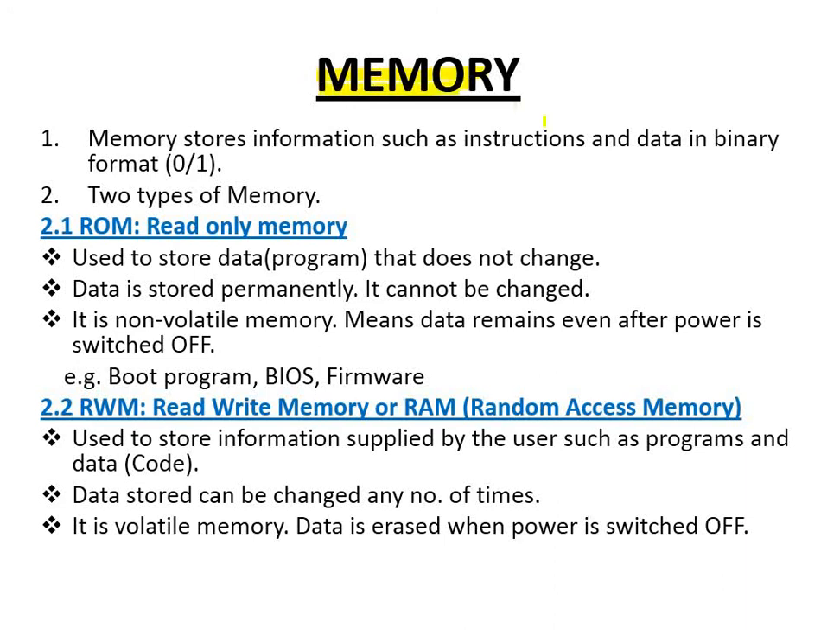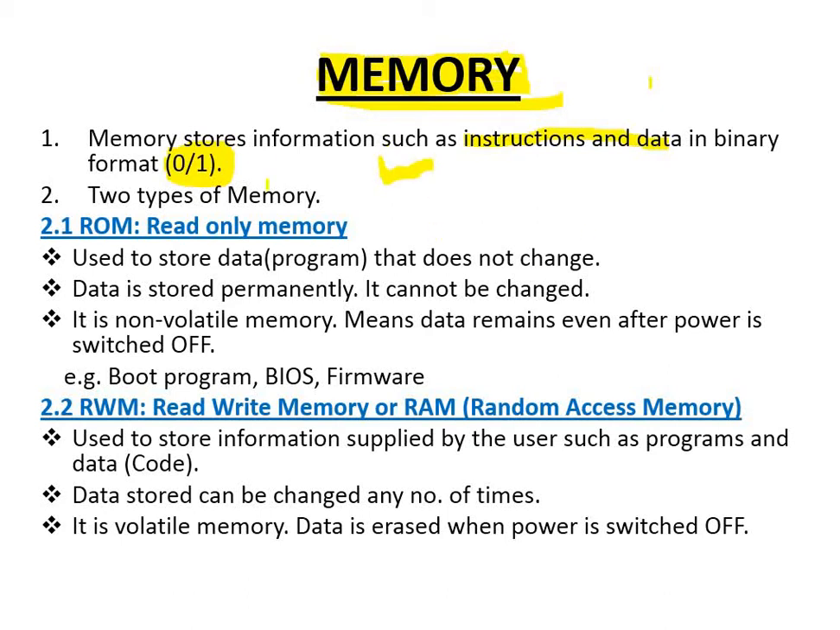Everybody knows that memory means storage location, a data storage location for programs, code, everything, anything where we can store something. Everything has to be stored in binary format, 0101 format. The microprocessor understands only this format, only bits. So the microprocessor stores information such as instructions and data in binary format in memory.